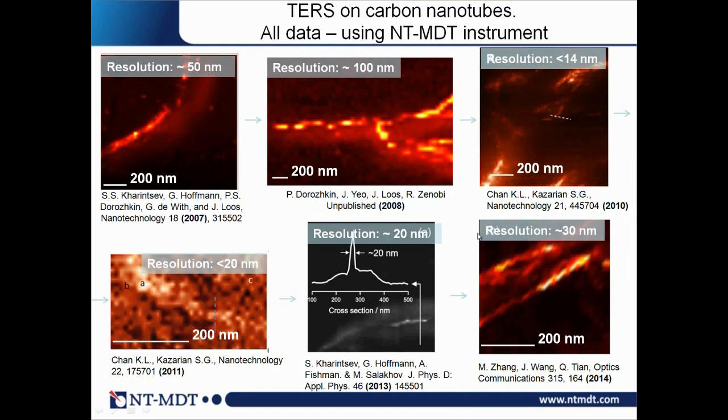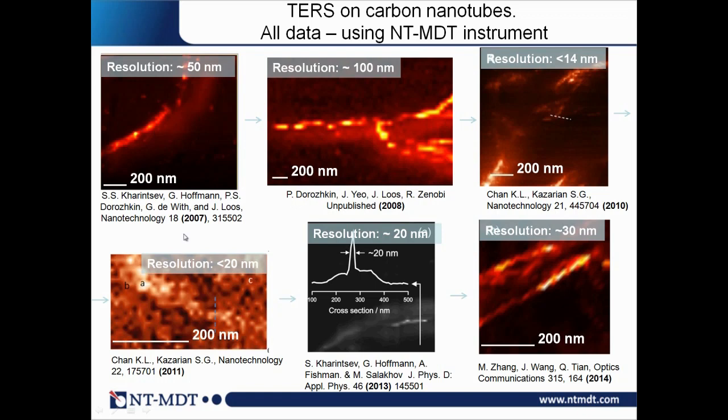Now, how about carbon nanotubes? This has always been a very nice sample to test different TERS configurations, TERS tips, TERS methodology, because this is a one-dimensional material. It usually gives a good, resonant Raman signal. It's a small object, so it's really a perfect thing to test your Raman instrument. And here I just collected some of the data, not all. I didn't have enough space on this screen to show all the data, but just some historical overview of how the NT-MDT instrument was used for successful TERS mapping of carbon nanotubes.